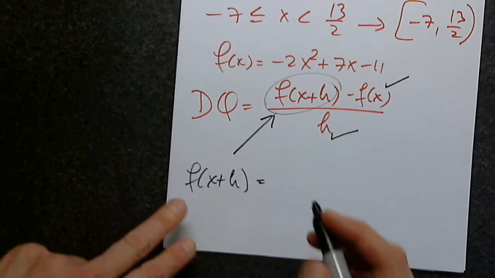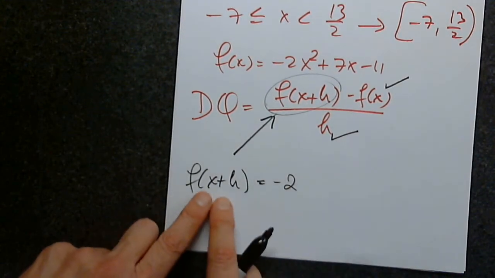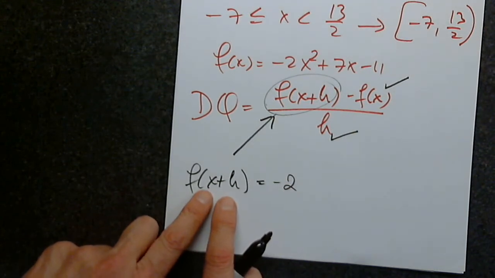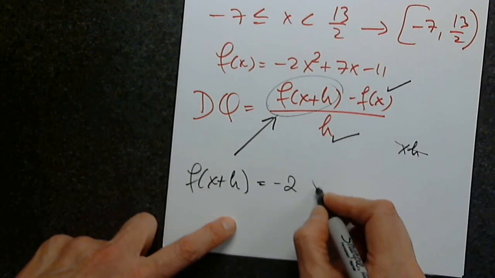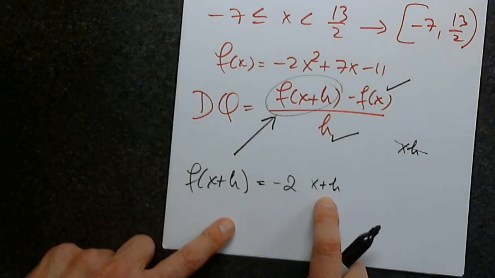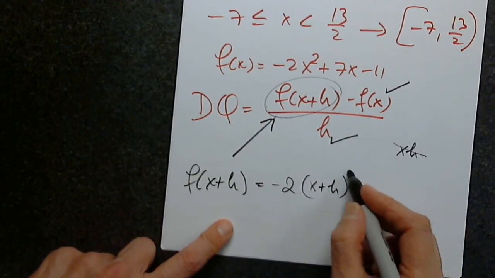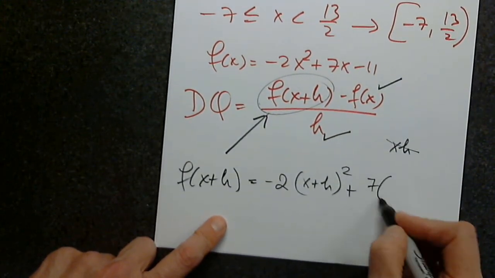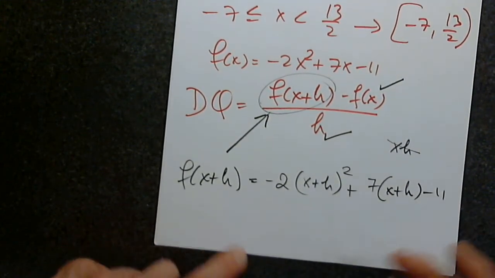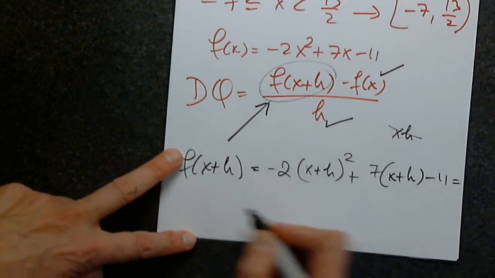Minus 2x squared. Minus 2. Say it again. xh. But this is not a product. x, xh is a product. But this is, what do I have to do to this? Yes, and what else? Yes, very good. Plus 7x plus h, in parentheses, and minus 11. This needs work. Okay, what do I have to do first?